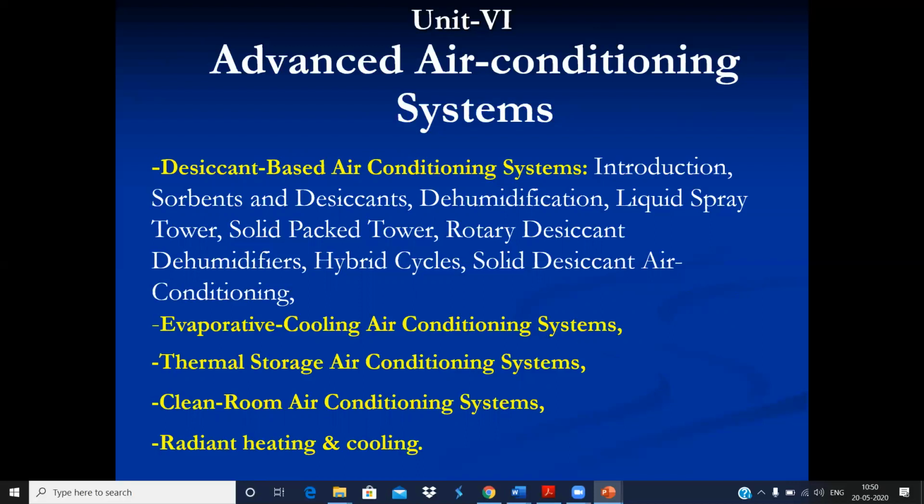These are the 5 advanced air conditioning systems which are used in combination with the conventional air conditioning systems to improve efficiency and save energy. These very important 5 systems we are going to discuss with the help of schematic diagrams, their advantages, their applications, and important features. So these are the 6 units we are going to cover in HVAC and R. Mainly all 6 units are related to the practical aspects.